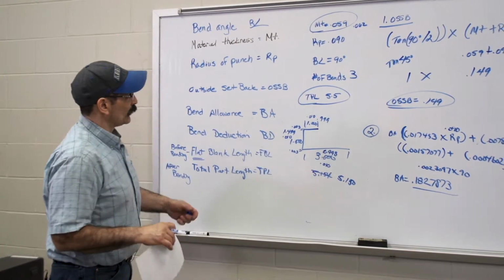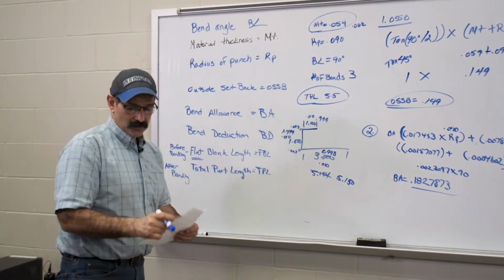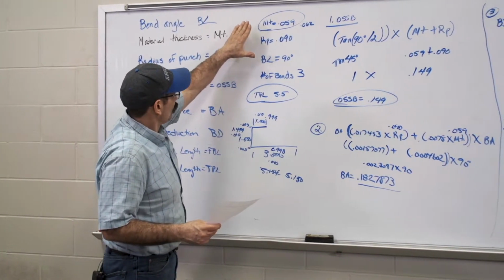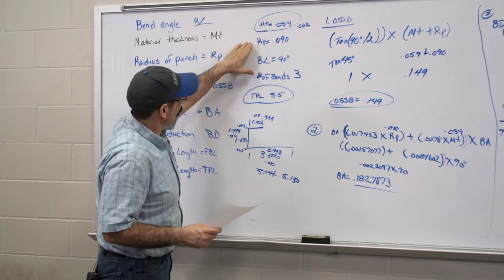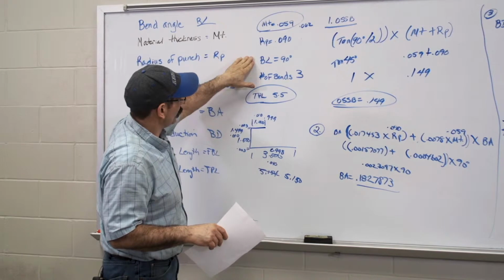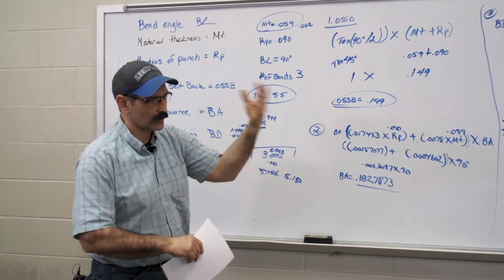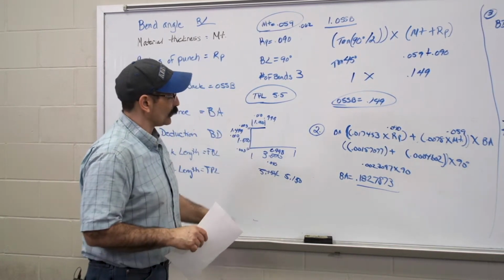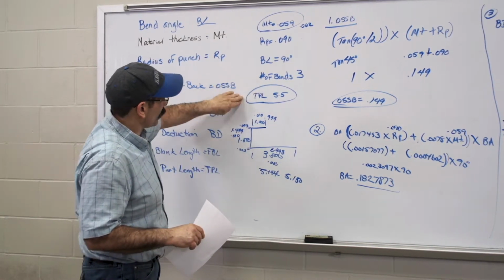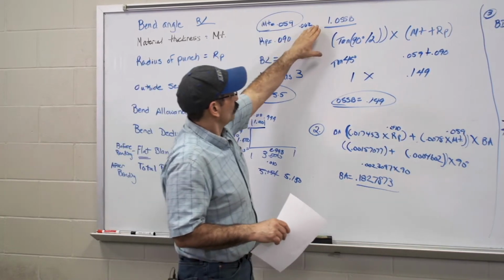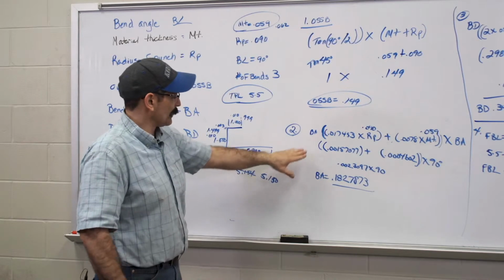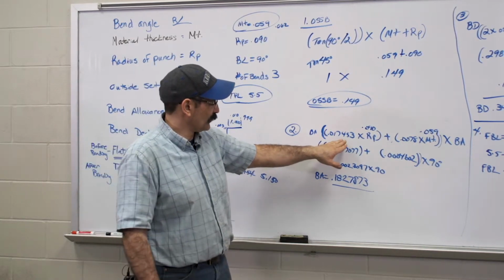So, again, I'll go through it real quick, and we're going to pause. So you're going to start with knowing the material thickness, knowing the radius of the punch. This stuff you have to know. What's the bend angle? We do 90 in this class just because I don't want to get into all the 75s and everything else. That's for you when you get out in industry. Number of bends, total part length. Number 1, what's the outside setback? Boom. Number 2, what's the bend allowance?